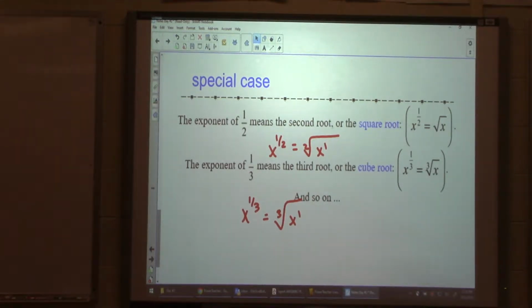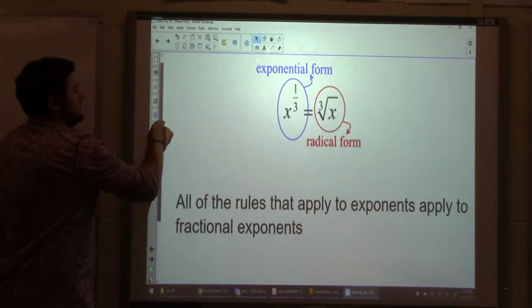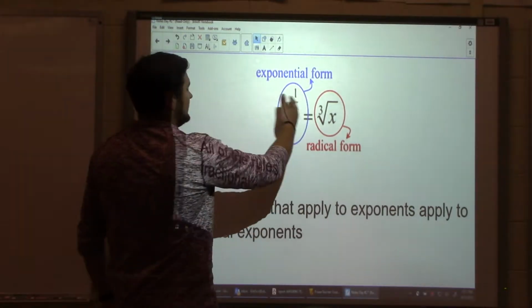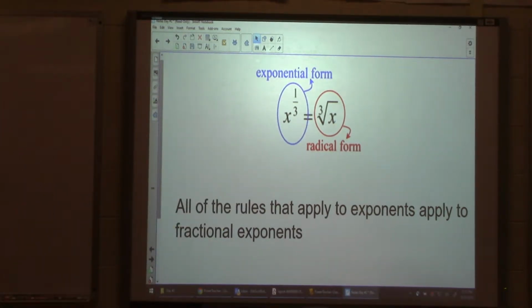Okay, let's do it. So, it's on the next page. Before we do those examples, I forgot, I gotta talk about this. There's two different forms we're gonna ask you to write it in. We might ask you to write your answer in exponential form. That means we want it to have an exponent. Pretty simple. Or in radical form, which would mean we want it to have a radical. They're pretty self-explanatory. Any rules that we did on the first day with exponents apply with fractional or rational exponents.